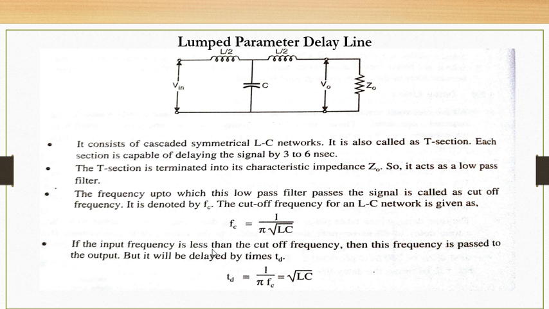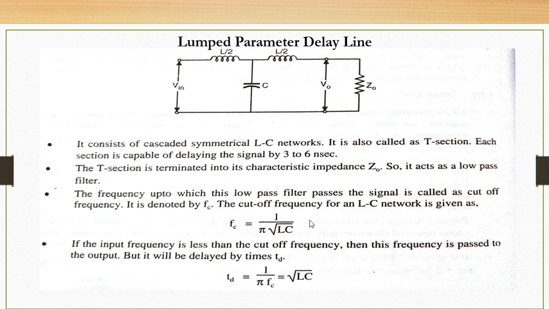If the frequency is less than the cutoff frequency, then this frequency is passed to the output, and if the frequency is above that, then it will not pass. So we have to take care while designing this lumped parameter delay line about the cutoff frequency, because suppose you are designing for some frequency which has a higher value, then this will not work. So that's why you have to take care about that.